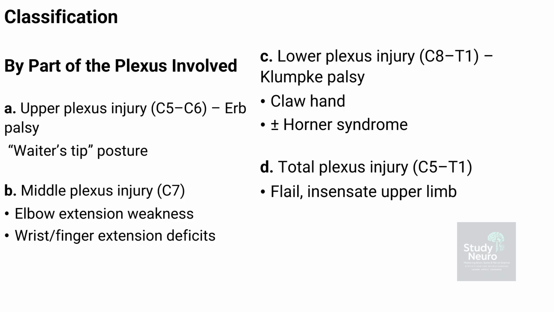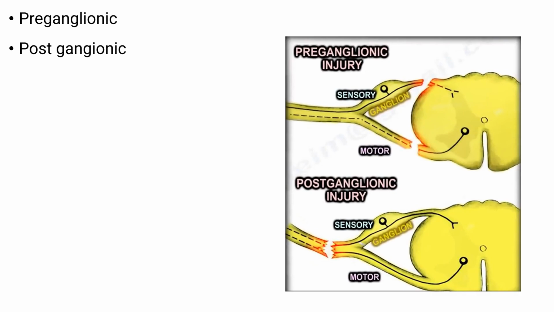When the entire plexus from C5 to T1 is damaged, the result is a flail, insensate upper limb. We can also classify injuries by how they happen.